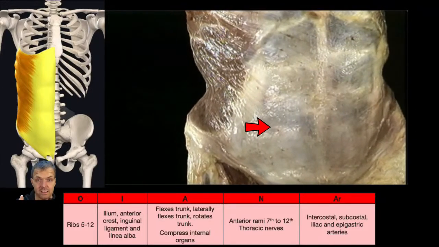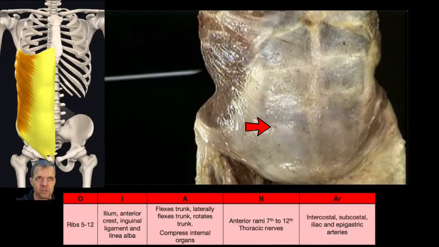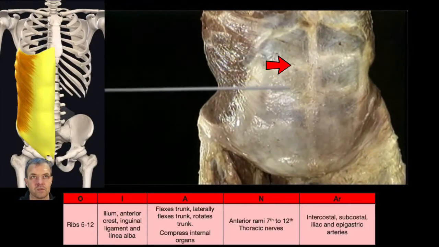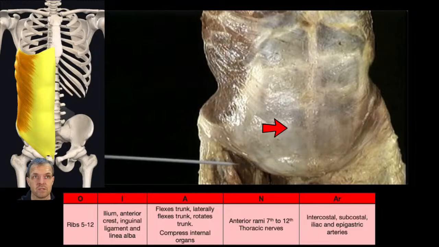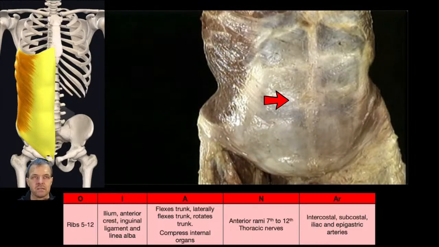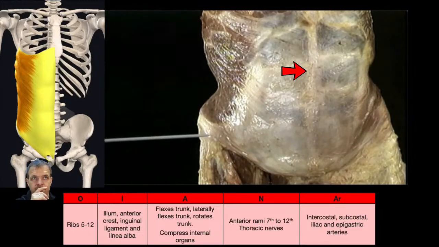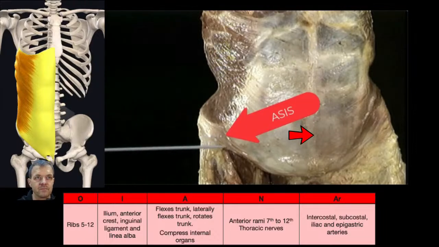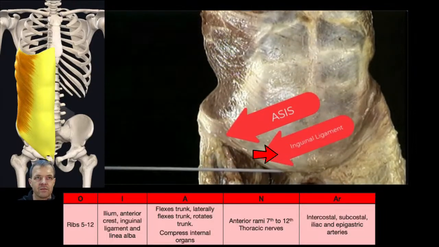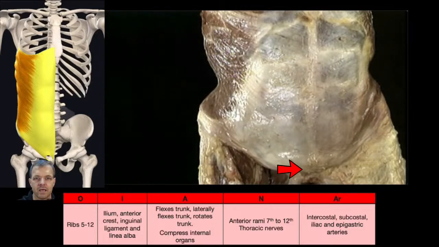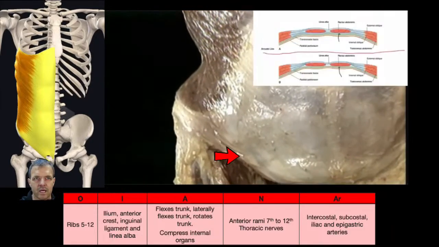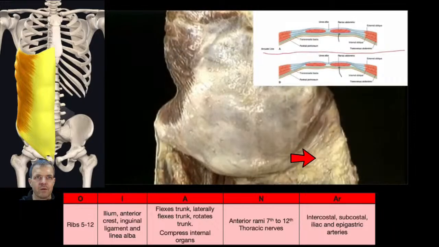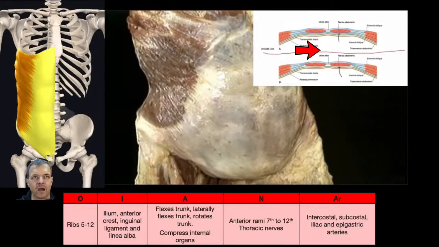So underneath there, you've got your internal oblique and your transverse abdominis aponeurosis as well. Okay, so all of those layers of connective tissue. There's the linea alba down the front, ASIS at the front, and then pubic tubercle just there as well. So your inguinal ligament would be around here. And again, we've got that arcuate line.